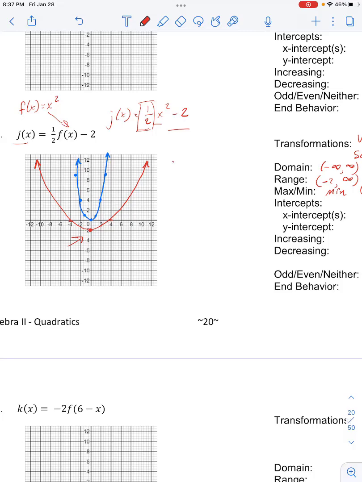We have x-intercepts, so when y is equal to 0, we have 0 equals 1/2 x squared minus 2. If we add 2, we have 2 equals 1/2 x squared. Times both sides by 2, we have 4 equals x squared. Take the square root, x equals plus or minus 2. Well, that's actually drawn really off scale. So we have x-intercepts at plus or minus 2.